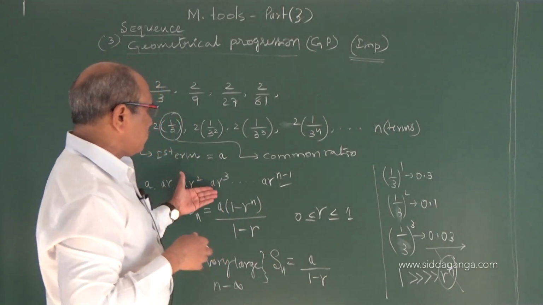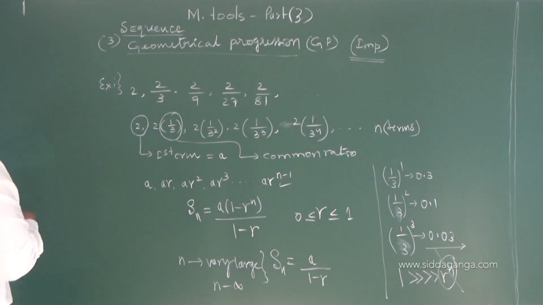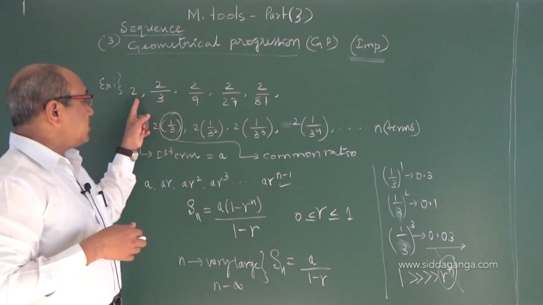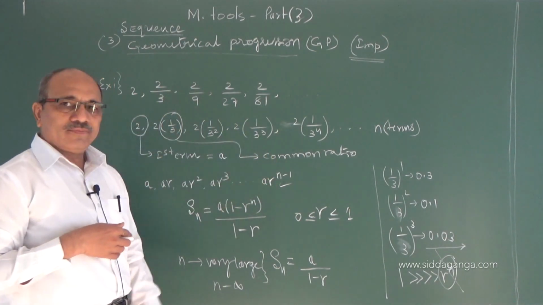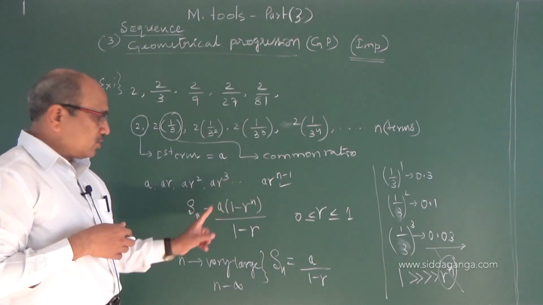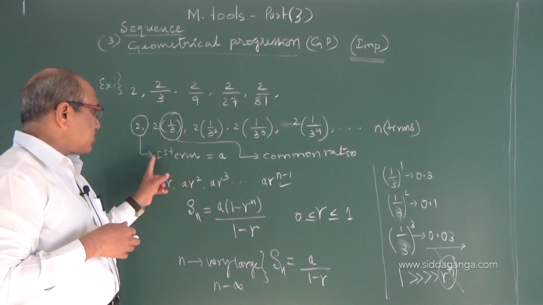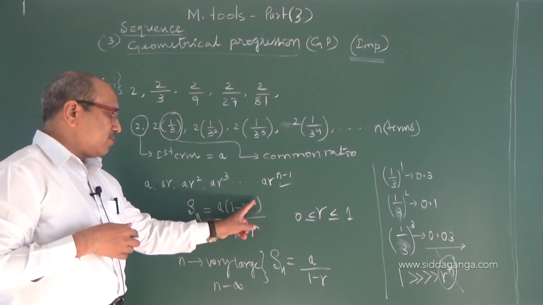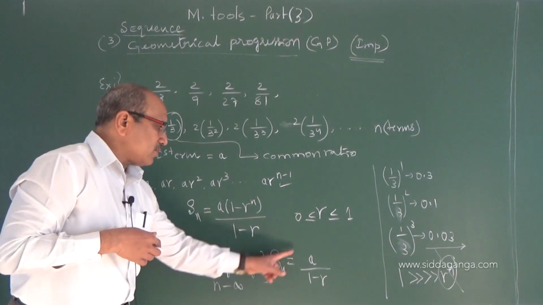I hope you have understood the relation. Every successive term is obtained by multiplying with a particular value, that is called the common ratio. If there are n terms, the solution for n terms is given in this form, where A is the first term, R is the common ratio, and n is the number of terms. If the number of terms is very large, then we can have this relation.